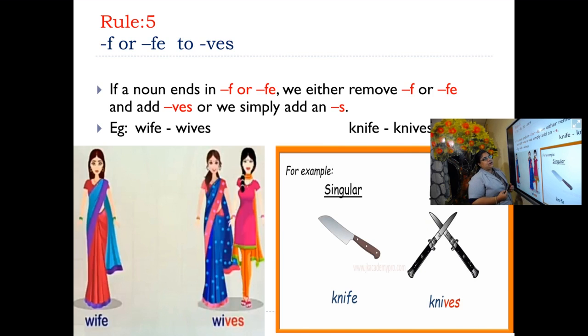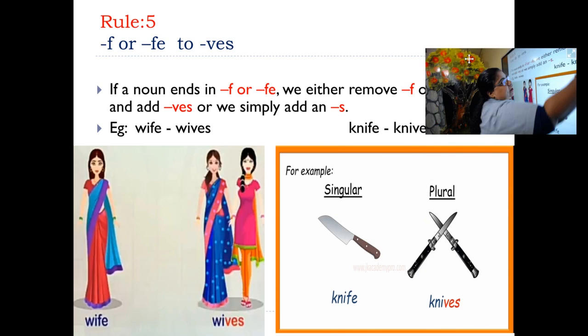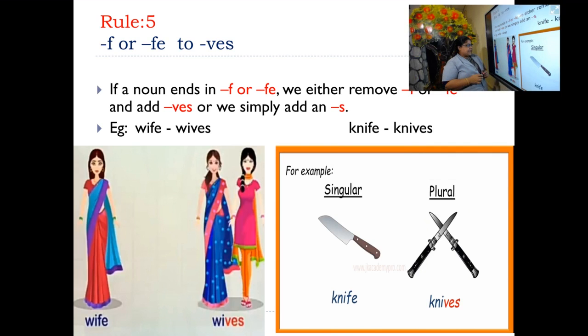Another way is that we will simply add s. Either you add ves or you can add s to that word. This is the way in which you change. Remember, this applies if a word ends with f or fe. You will understand this rule more clearly when you go through the example.